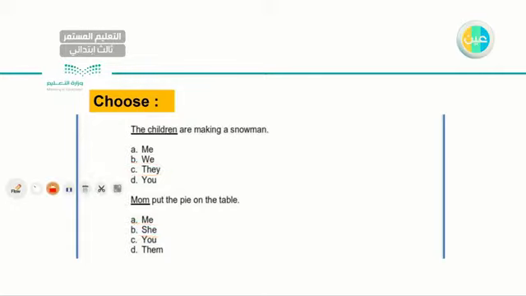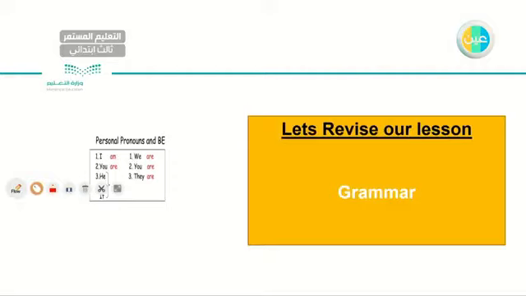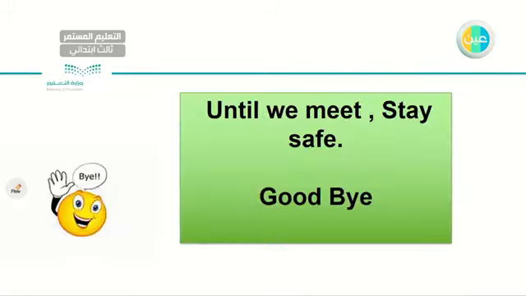Excellent. So let's try to remember what we've learned, my dear student, in this lesson. We introduced grammar. We talked about personal pronouns like I, you, we, they, he, she, it. Also, we introduced the verb be: am, is, and are. Also, we introduced yes, no questions. Those are the questions that require yes or no as an answer. So that was our lesson.